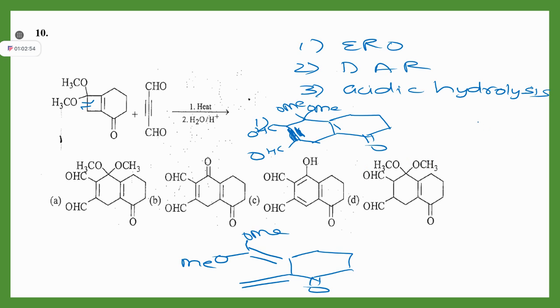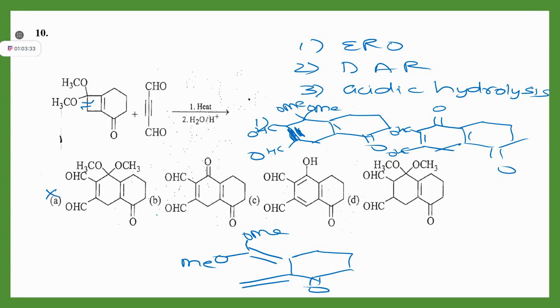Now at last they are saying acidic hydrolysis. That will make this acetal, or we can say ketal, not acetal, change into this keto. Correct? Which option is this? Let's see option-wise. CHO, okay, but they are not hydrolyzed, since in the second step hydrolysis is there. So option number A gets eliminated.